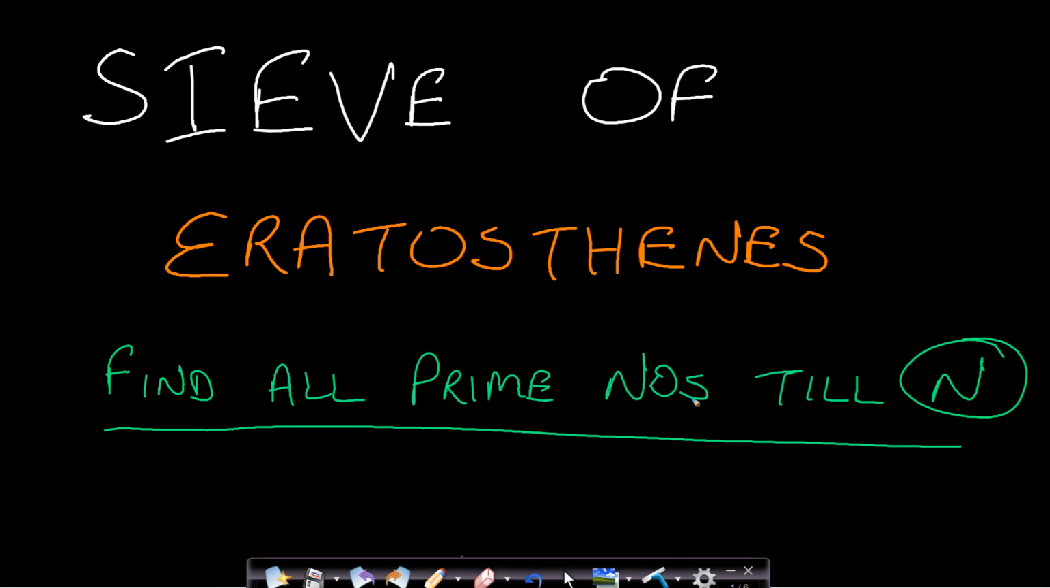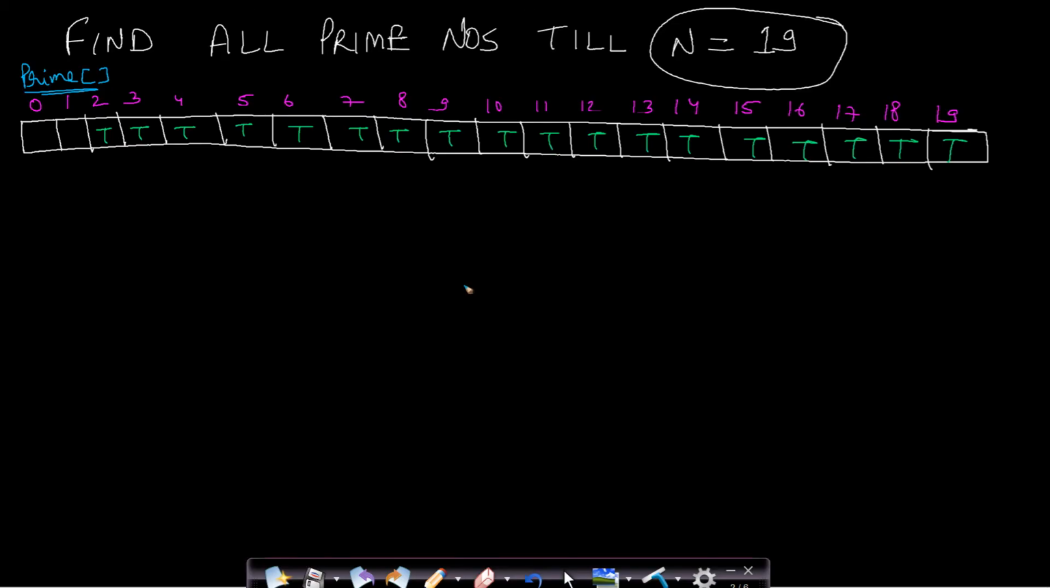In this video we will see the sieve of Eratosthenes algorithm, which is used to find all the prime numbers till a given number n. So let us look at the problem statement. In this problem, let us say we are required to find all the prime numbers till a number n, and let's say n is 19. Then how can we find it by using this algorithm?